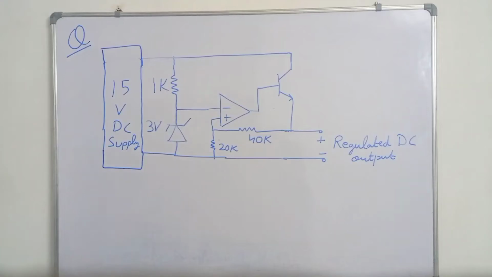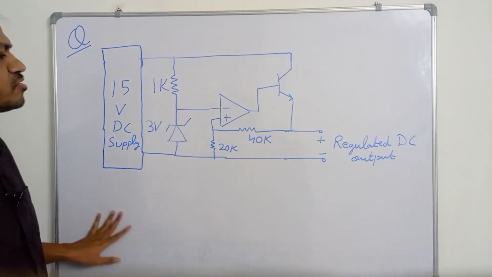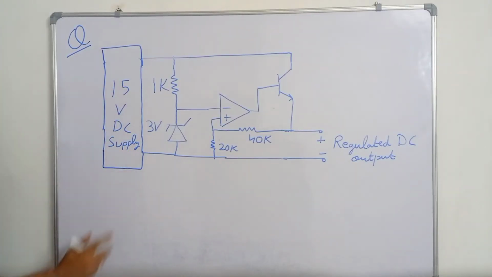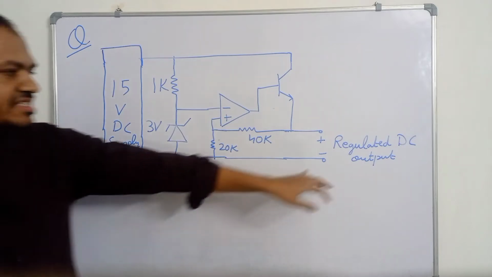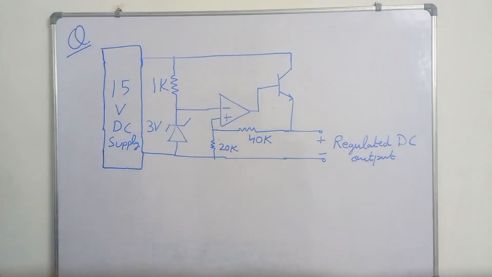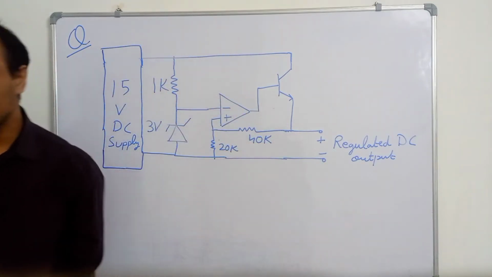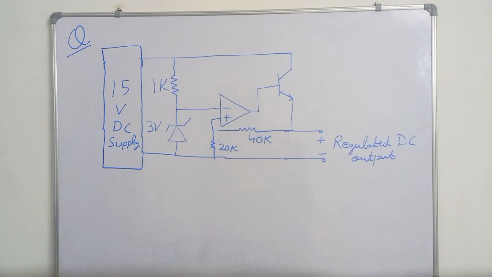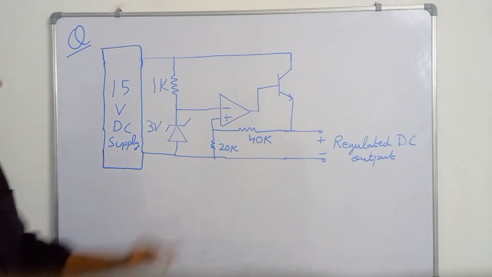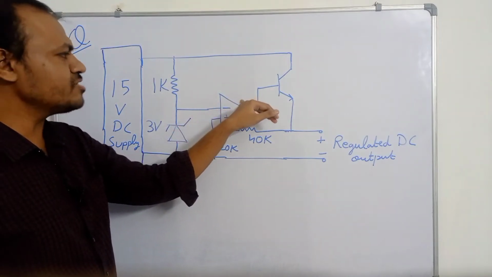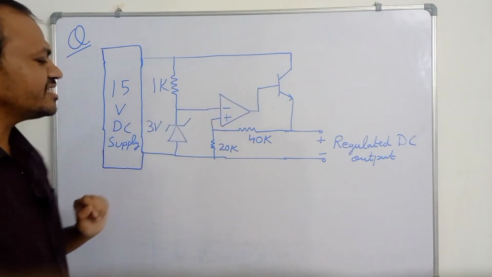We are solving a question from GATE 2003. So this is a DC supply and this is a regulated DC output. This is a regulated power supply circuit, and we have to find the value of the output voltage. This is an op amp, this is a transistor, this is a Zener diode.